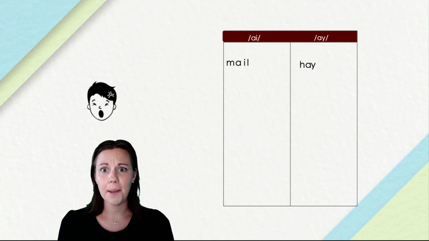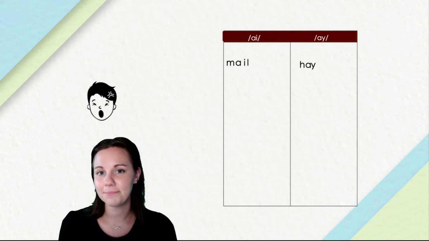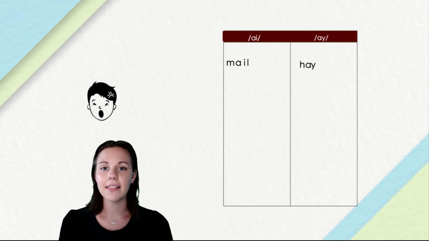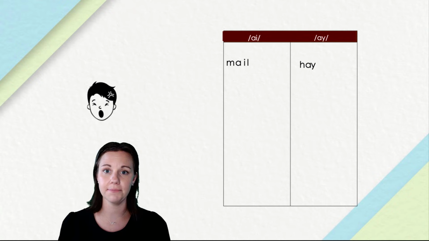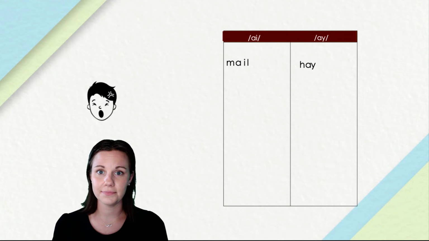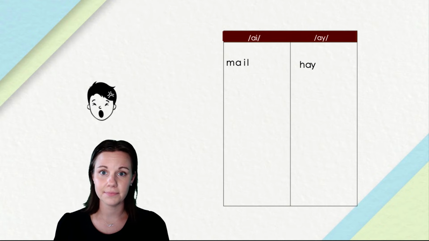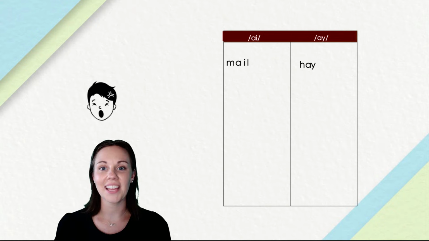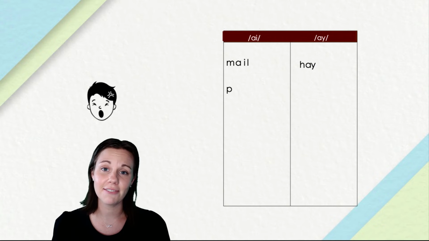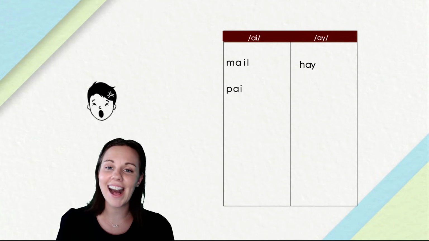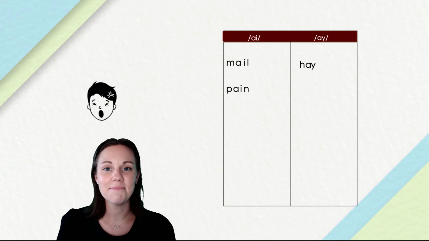Here comes the third picture. That is for the word pain. Say it. Think about if you hear that long A sound in the middle of pain or at the end of the word pain. Use that to help you write it. I hear that long A sound in the middle of the word pain. Let's spell it together. P-A-I-N. Pain.